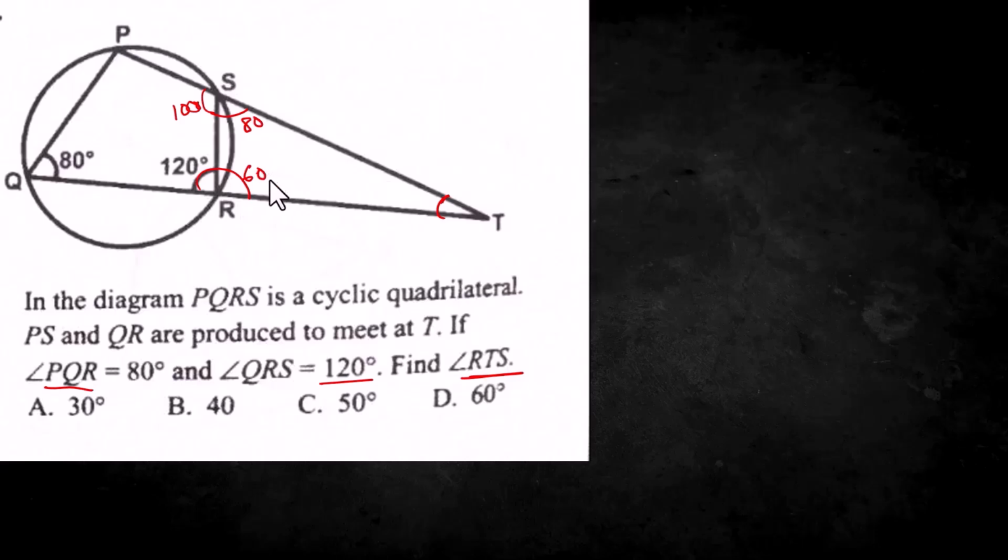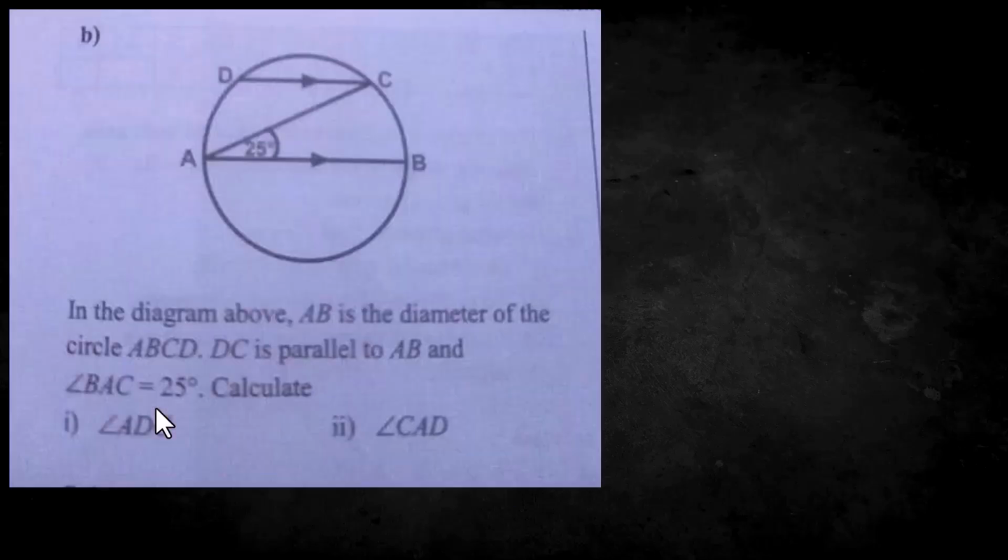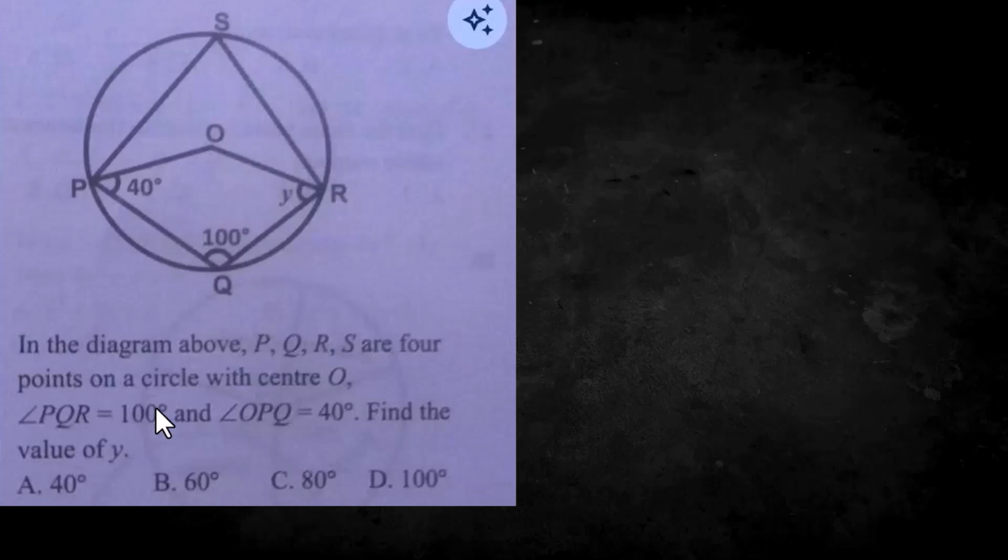It's a straight line. So 80 plus 60 will be 140. Now 140 minus 180 will be 40. So the answer is B. Simple as that. Now you can give it a try. You can pause the video and give this one a try.